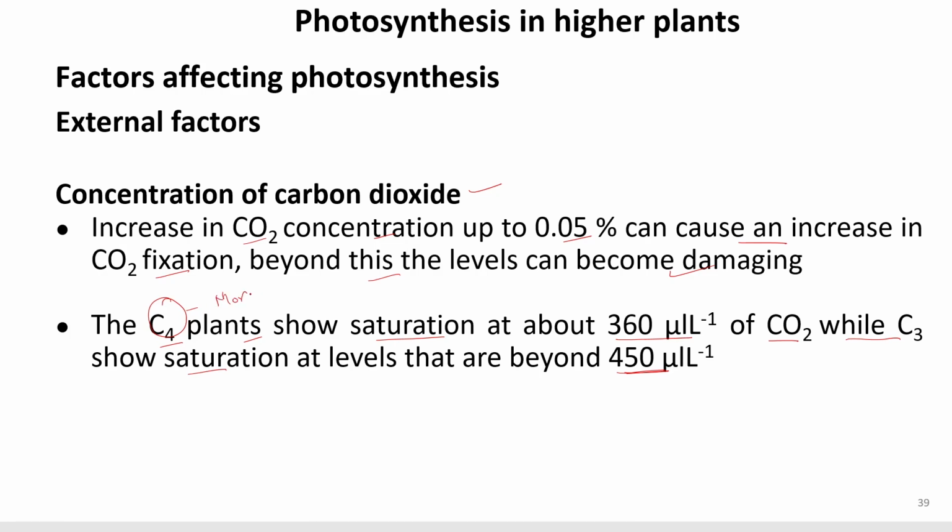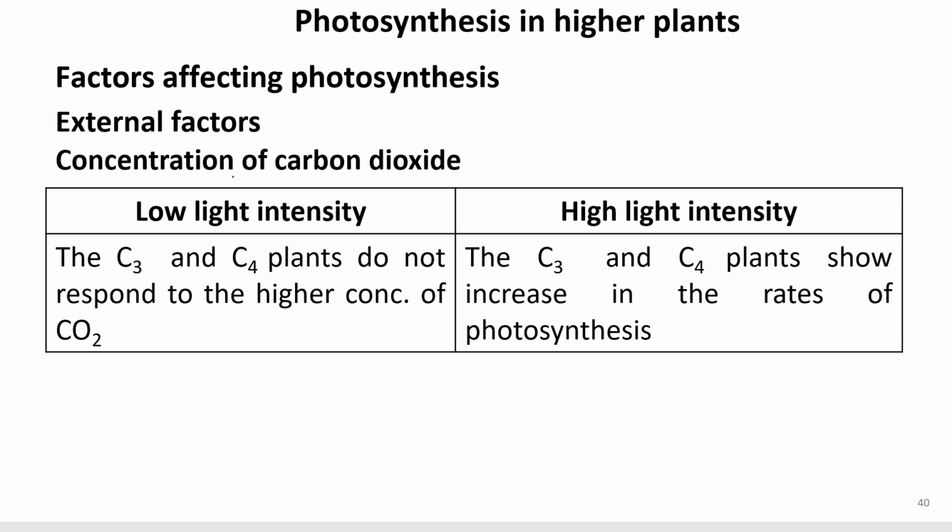They are more efficient. They have the adaptation known as the Kranz anatomy, which helps in the reduction of photorespiration. Now let's again talk about the concentration of carbon dioxide. At lower light intensity, what happens? Both C3 and C4 plants do not respond to higher concentration of carbon dioxide. But at high light intensity, both C3 and C4 plants show increase in the rate of photosynthesis.